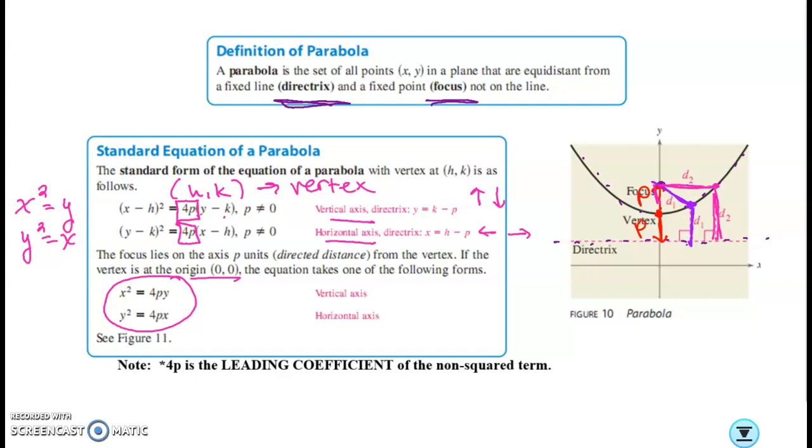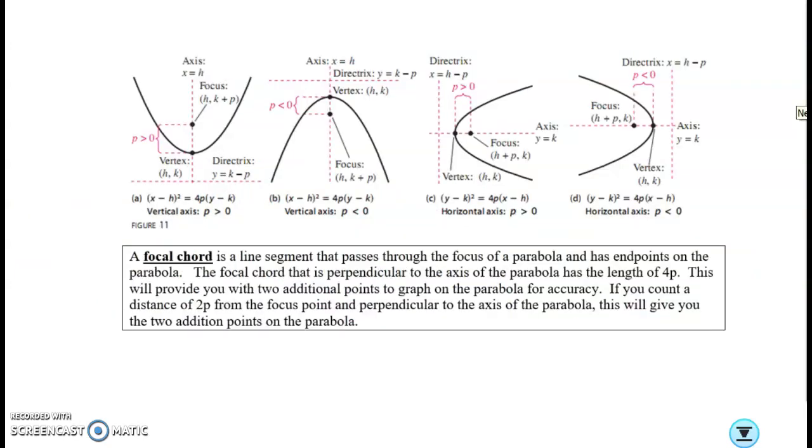Okay, so this just goes through the shape. If x is squared and p is positive, it opens up. If x is squared and p is negative, it opens down. If y is squared and p is positive, it opens to the right. And if y is squared and p is negative, it opens to the left.